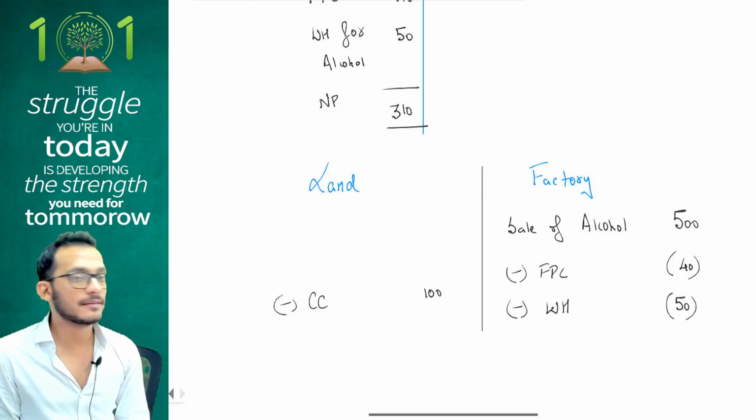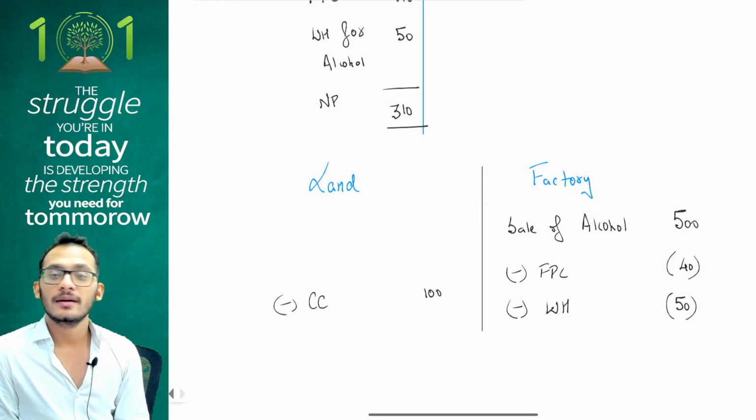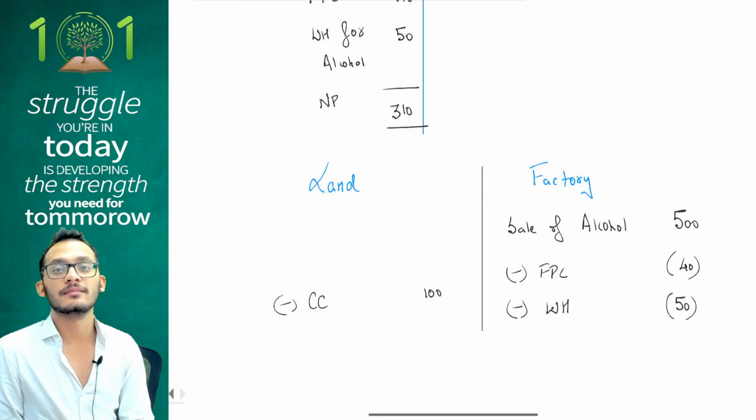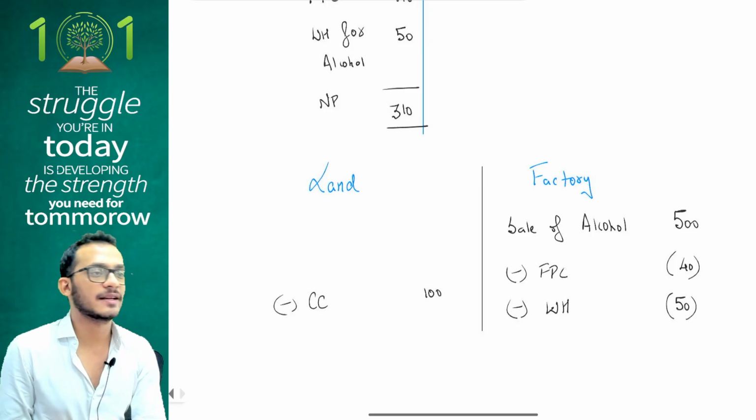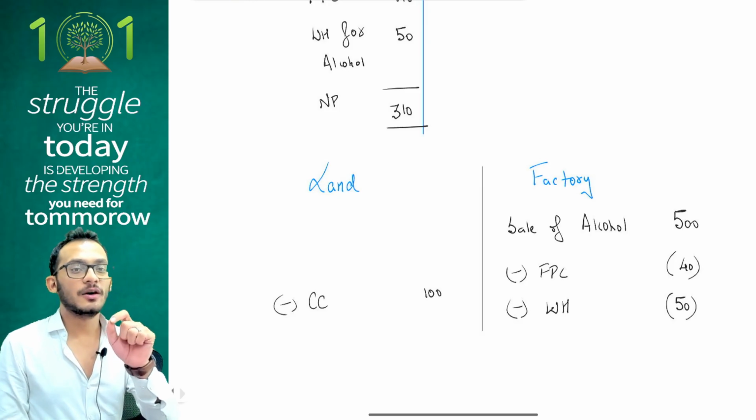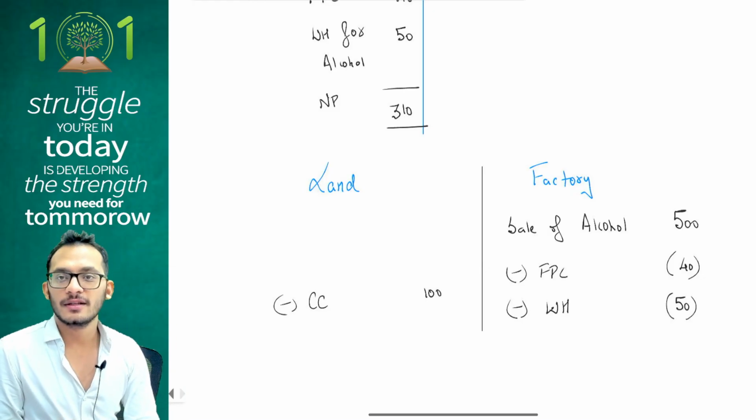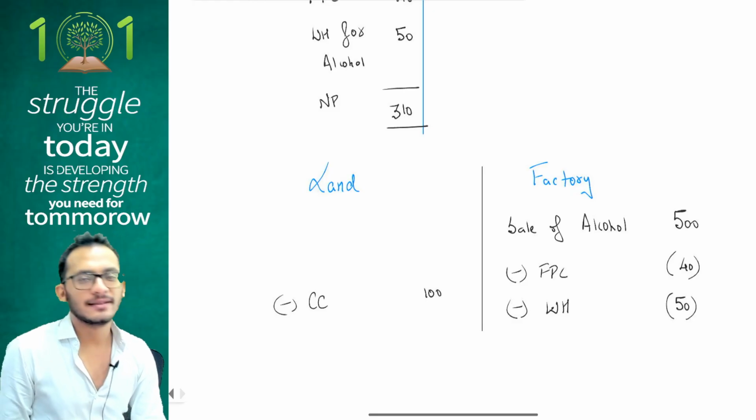Land has sold something. Factory has received something. What is land sold? Sugarcane. What is factory received? Sugarcane. Which means whatever is the sale for the land is the purchase for the factory. Agreed, not agreed? Yes. I'm telling you very simple.